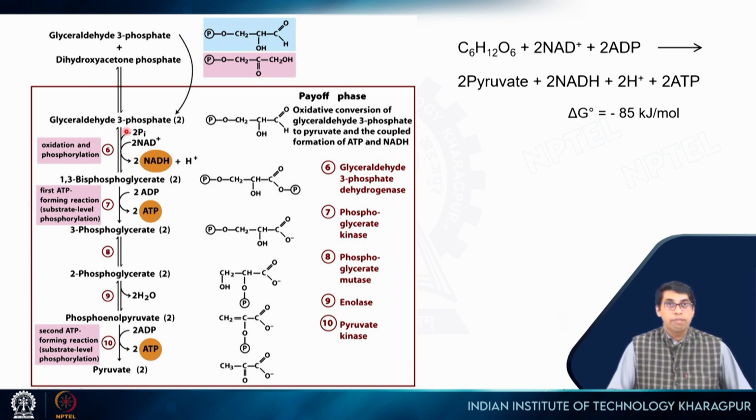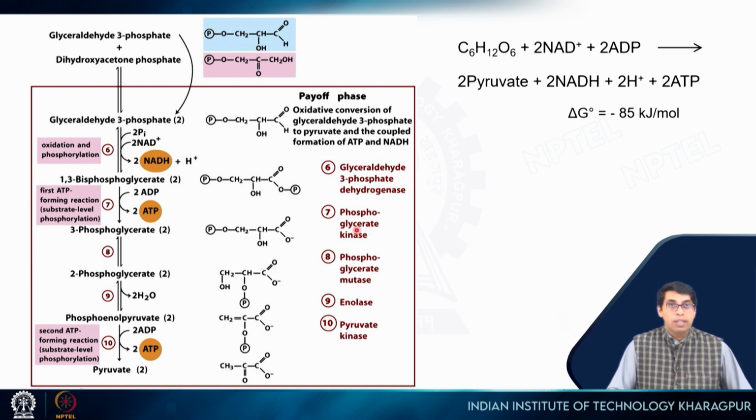So glyceraldehyde 3-phosphate gets converted to 1,3-biphosphoglycerate, right? So there was a phosphate group here. Now we have added another phosphate group here. So this aldehyde group is now converted to an acidic group, and it forms this ester with the phosphate, right? So this reaction is catalyzed by glyceraldehyde 3-phosphate dehydrogenase. The next step is catalyzed by phosphoglycerate kinase.